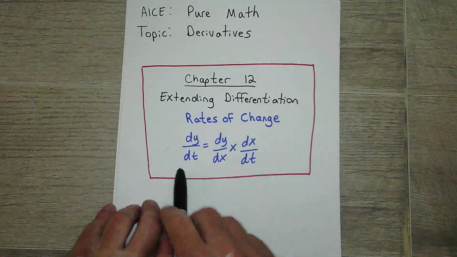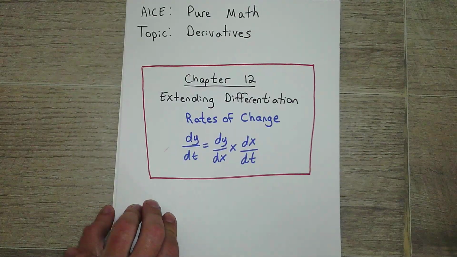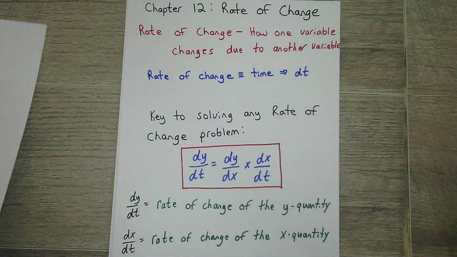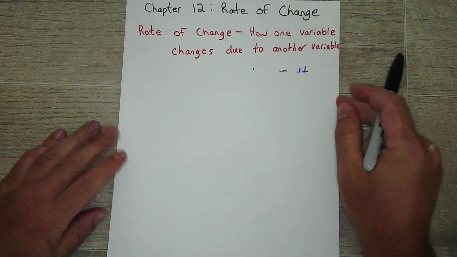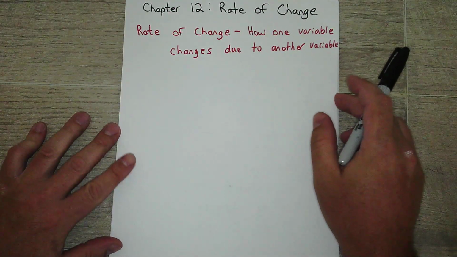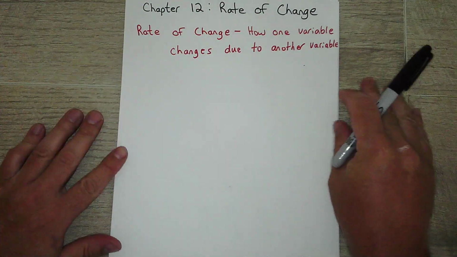This is using derivatives, so you're still going to use chain rules, stuff like that. But rates of change doesn't really deal with stationary points anymore. Okay, so rate of change. What does rate of change mean? When we talk about the rate of change of something, we want to know how does one variable change due to another.